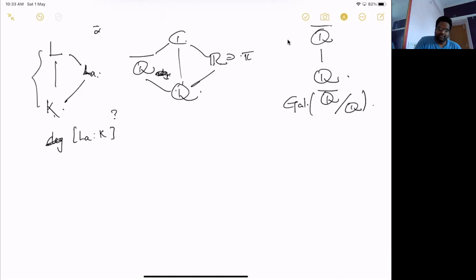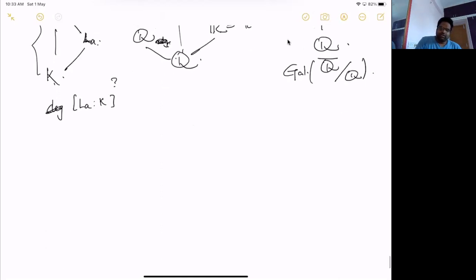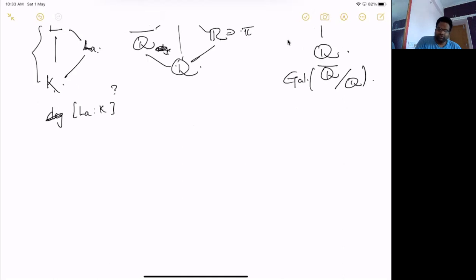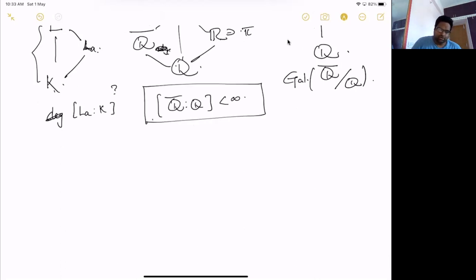If L over K is finite, of course L sub A over K is also finite. But if you want to show that Q bar over Q is finite, how do you show that? This is infinite. We'll see how to do that later on. How do you know that Q bar over K has infinite degree?